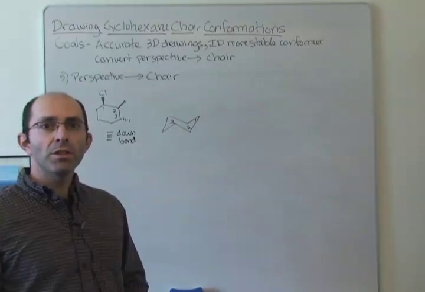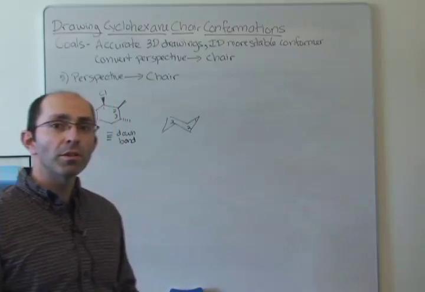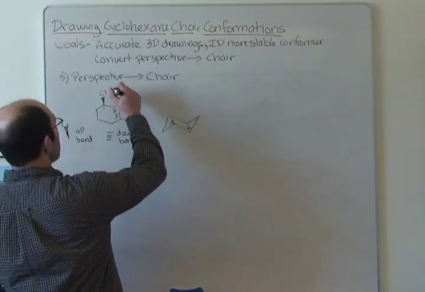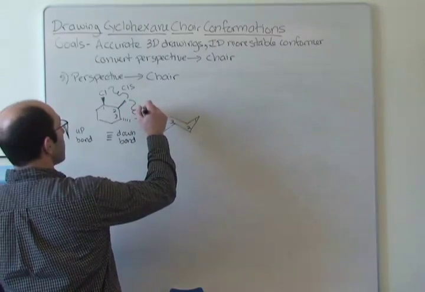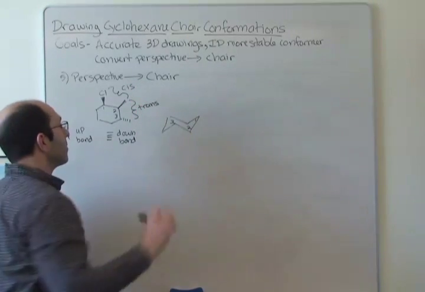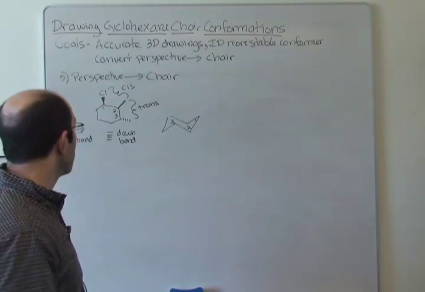The wedges and dashes tell you nothing about axial and equatorial. They do tell you about cis and trans. You can say that these two groups are cis and those two groups are trans. They do not tell you about axial and equatorial. That's why you have to draw the chair conformation.